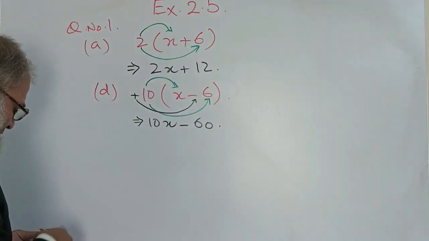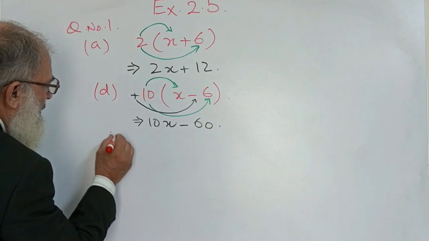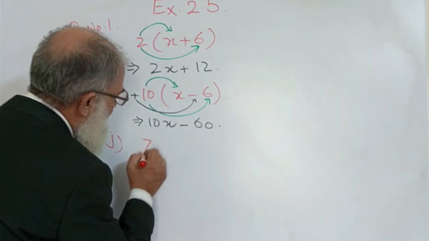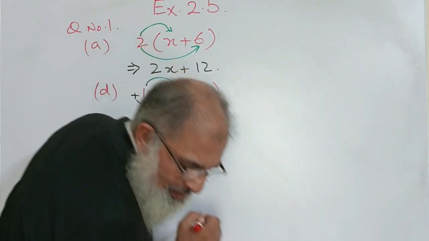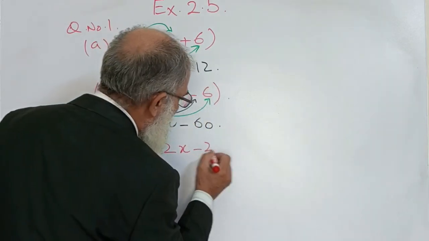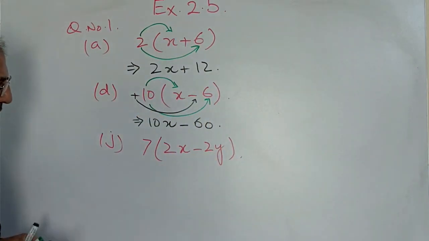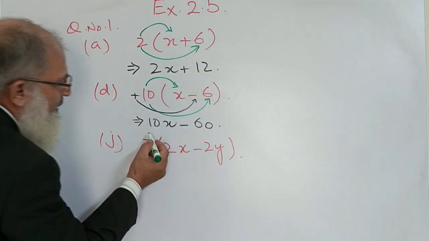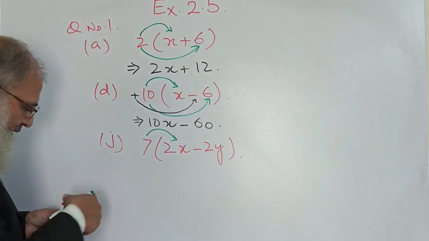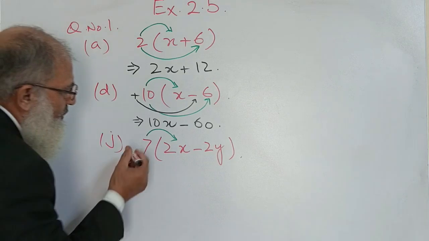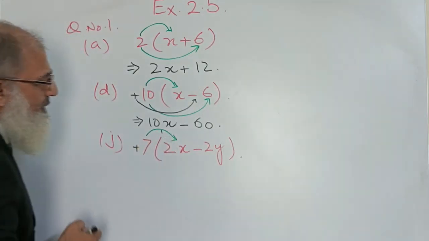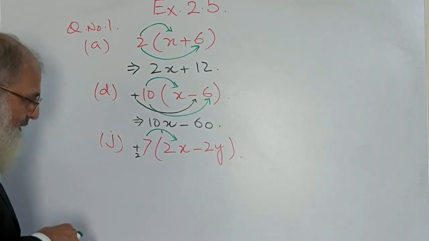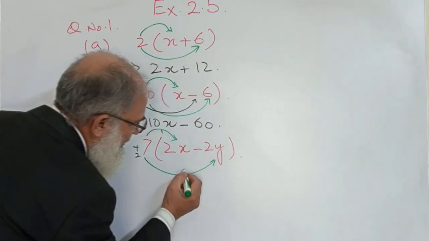Part J. Part J says 7 times (2x minus 2y), 2x minus 2y, and the sequence is the same as this. Then the positive sign is lying over here. Now this is the first action, this is the second action, and the last action is this. This is the last action, this is the third action.